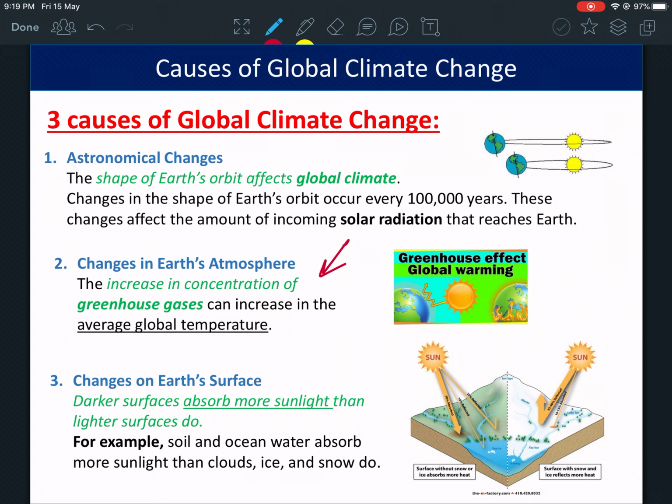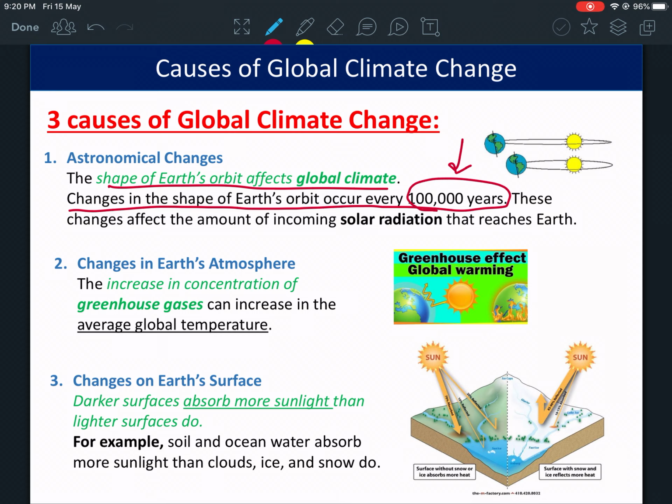The first reason, okay, we've never seen that before. It's called astronomical change. It has to do with change in the Earth's position in space. So the shape of the Earth's orbit, how the Earth is orbiting. Changes in the shape of the Earth's orbit occur every 100,000 years. That's why we haven't seen it. These changes affect the amount of radiation, the amount of sunlight, that reaches the Earth. But this is one of the reasons that scientists think actually cause climate change.